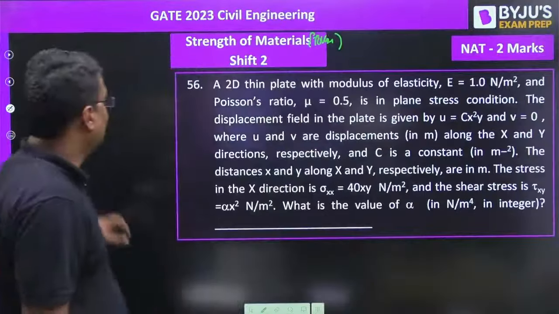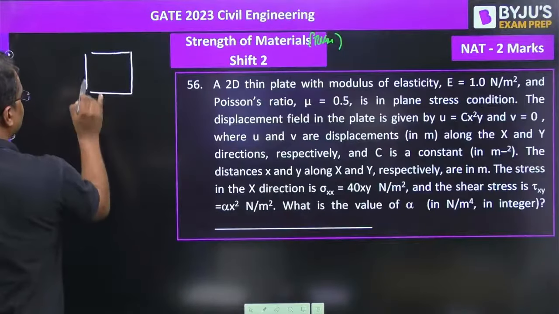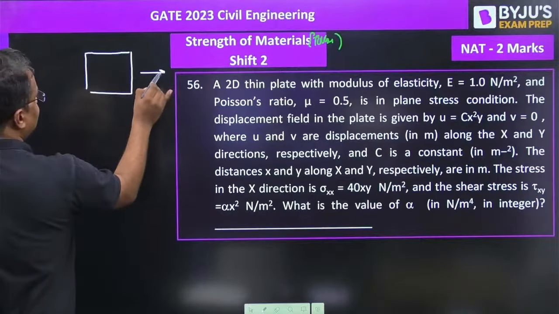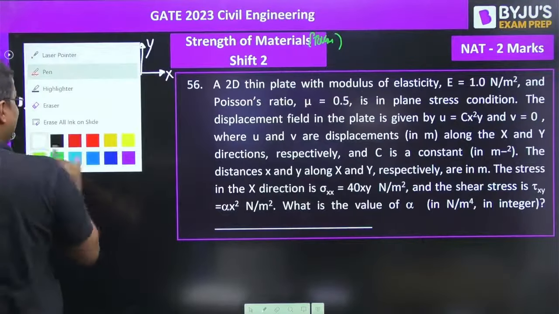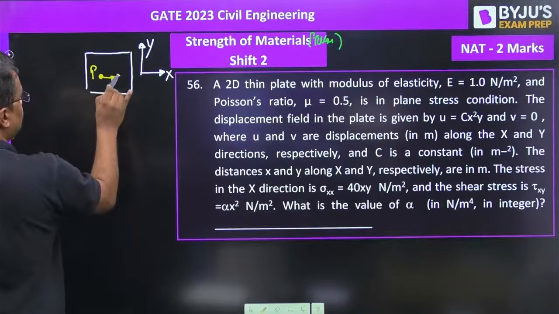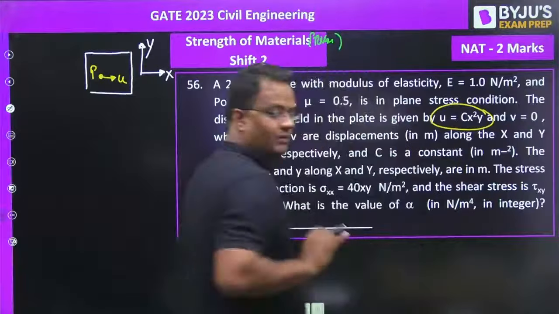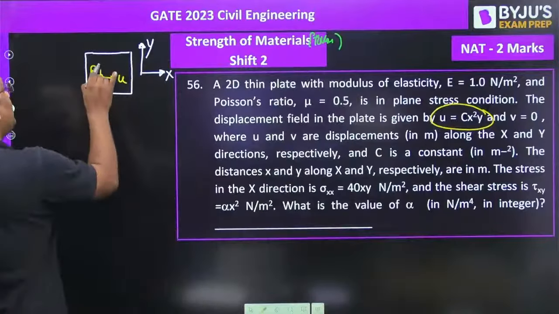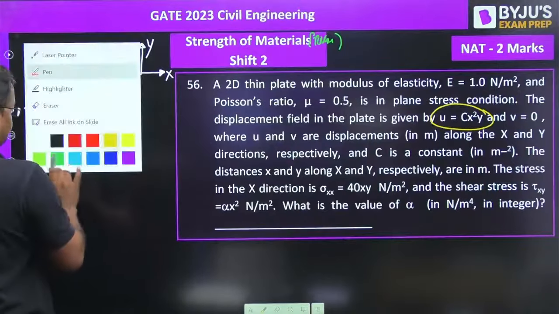Now here, this is the plate. This is the x-axis. This is the y-axis. At any point P, a small displacement u is given by c x square y. And at any point, the small displacement v in the y direction is given as 0.